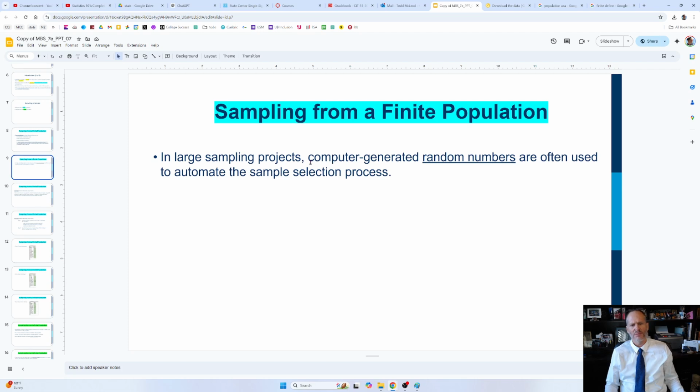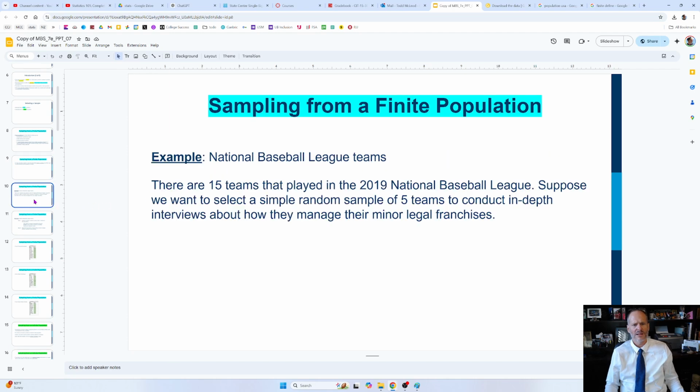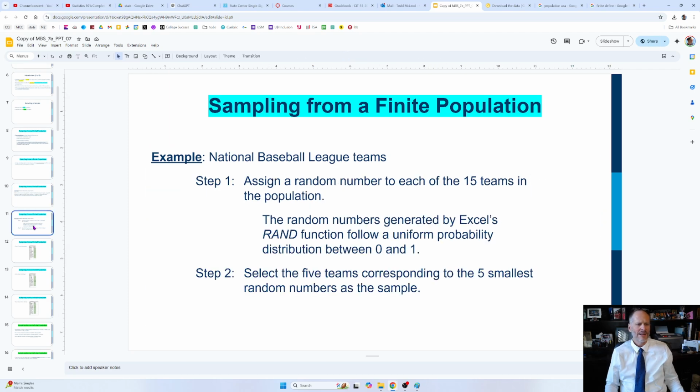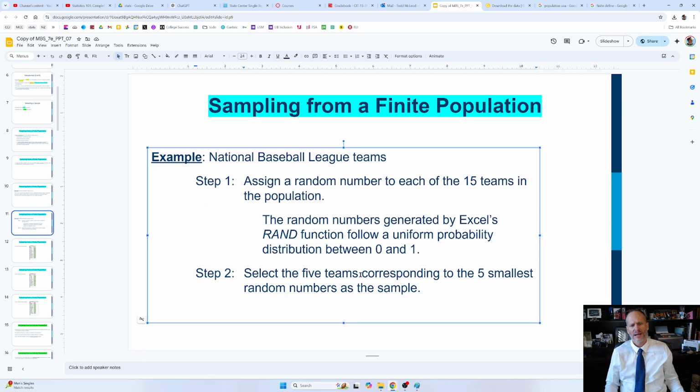In large sampling projects, computer-generated random numbers are often used to automate the sample selection process. Here's an example: the National Baseball League, where 15 teams play in the league. Suppose we want to select a simple random sample of 5 teams to conduct in-depth interviews about how they manage their minor league franchises. Here we would assign a random number to each of the 15 teams and select the 5 teams corresponding to the smallest random numbers.